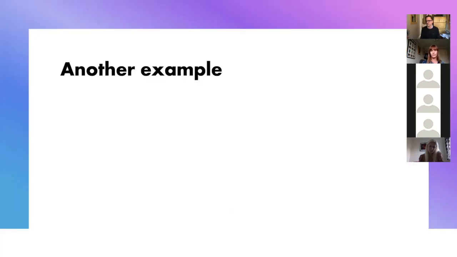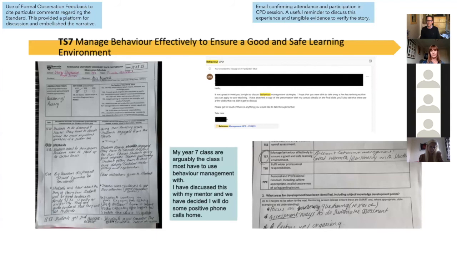Right, I'm going to give another example really quickly, just as another simple overview, but a few different types of evidence here. This is all for TS7, because I know that some people say, well, how do I show behavior management? Because you've got to be there to see it. But actually there are quite a few nice examples here of the things that can be done. So statements within the formal lesson observation can quite often corroborate the effectiveness of your teacher behaviors on the pupils' behaviors.